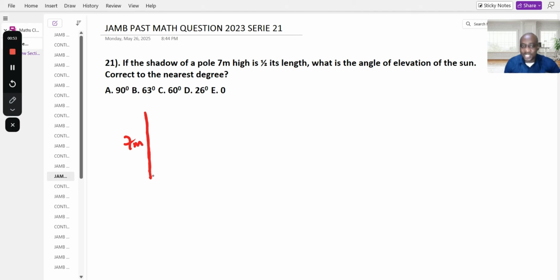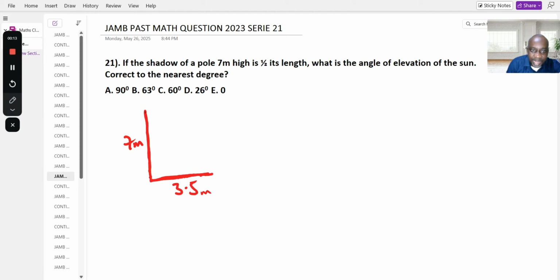You know, when you stand in the sun, the shadow always falls horizontally on the ground. This is the ground at the base of the pole, and we were told that half of its length is the shadow. The shadow will go like this. It will be half, because half of 7 meter is going to give us 3.5 meter.